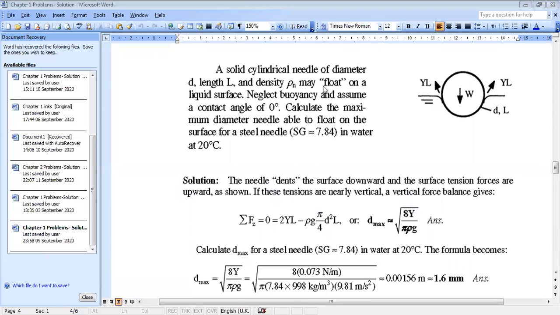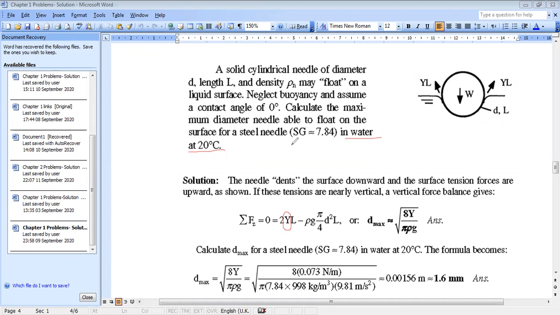Okay. Look, when they tell you water at 20 degrees, from this information you can go to the table of water properties, and for water at 20 degrees, you can find what is the value of y. Okay, so this is a value from a table you can get.